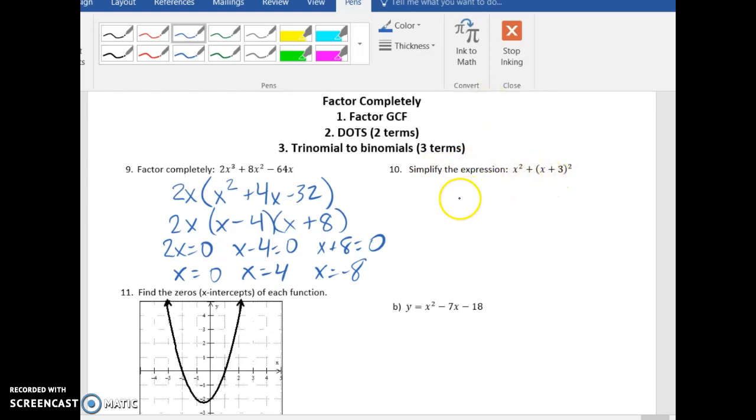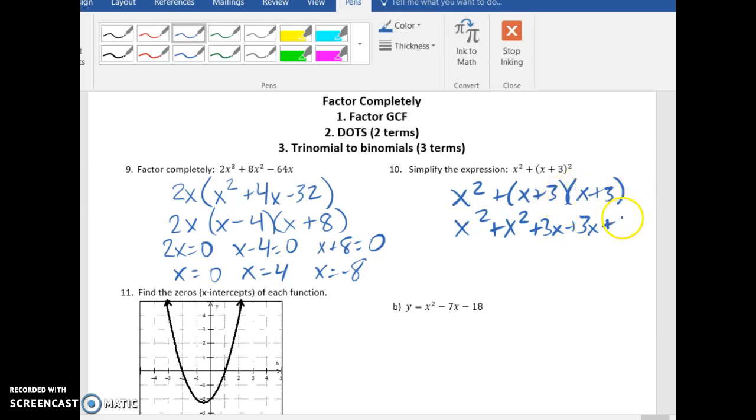And then lastly, on this one, it doesn't say to factor, it just says simplify. So basically what we're reminding you of here is that x plus 3 squared is x plus 3 times x plus 3. So I'm going to write down the x squared, and then when I FOIL this, first times first is x squared. The outside is 3x, the inside is also 3x, and the last is a 9. Combining like terms, we have x squared plus 6x, and then the plus 9 just drops down. And that's all it said to do is simplify that, so that does look better.